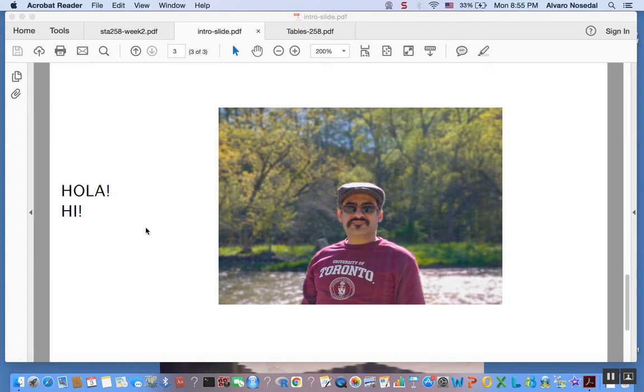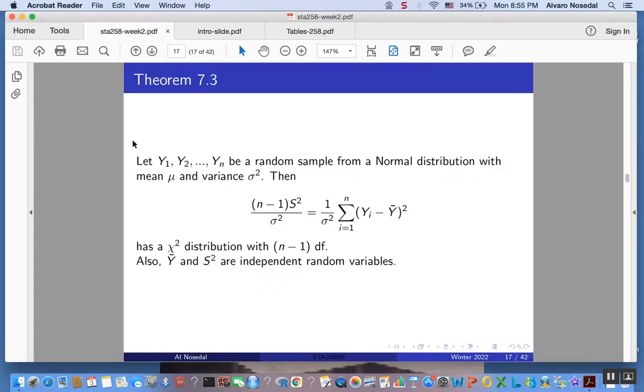Let's get to work. In this video, what we're going to be doing is showing a theorem that is going to tell us what is the distribution of the sample variance if we have a sample of observations that are normally distributed. This is the theorem that we're going to be showing in this video.